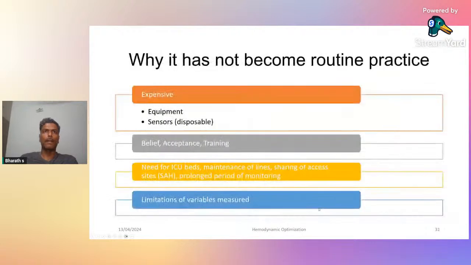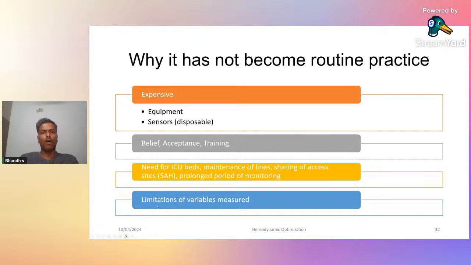So, just to conclude, what we are telling is that the main limitation is this: we need to believe in these principles and use these monitors at bedside. Only then will these reduce the duration of stay in our ICU.